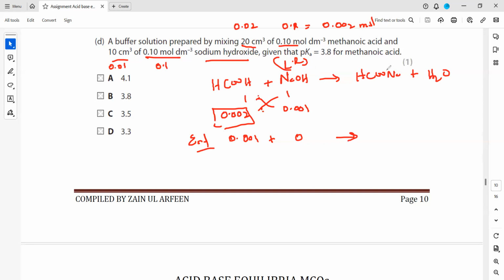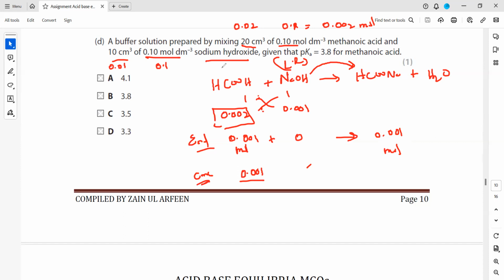Because we work out the moles of a product by using the limiting factor, the ratio is 1:1. So how many moles of salt will be there? 0.001. So now we have the moles of the methanoic acid and the moles of the salt. How do we work out their concentration? We have to work out the concentration: moles divided by volume. So 0.001 divided by volume.